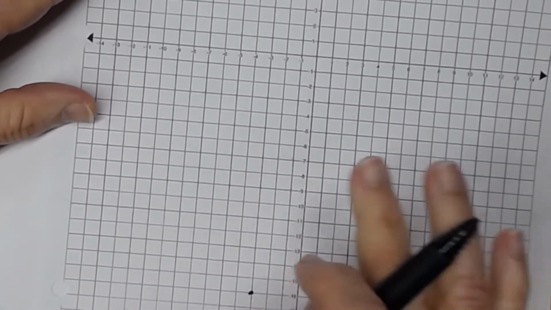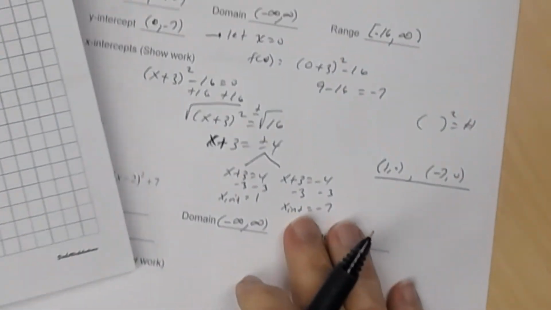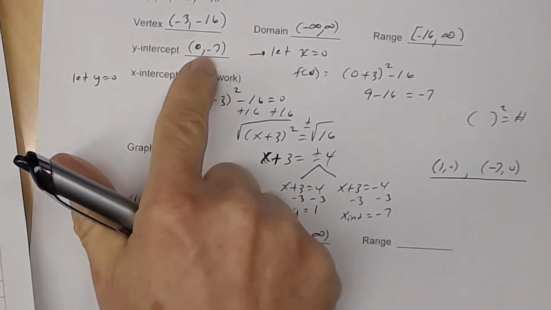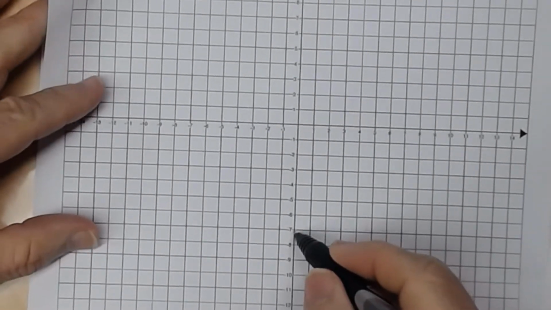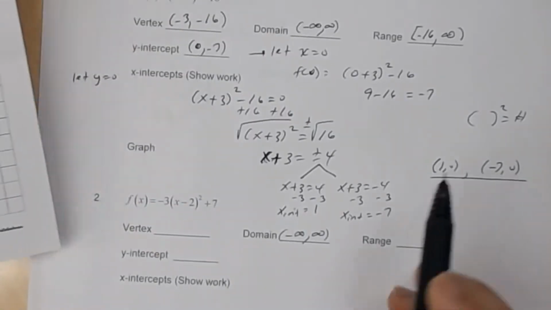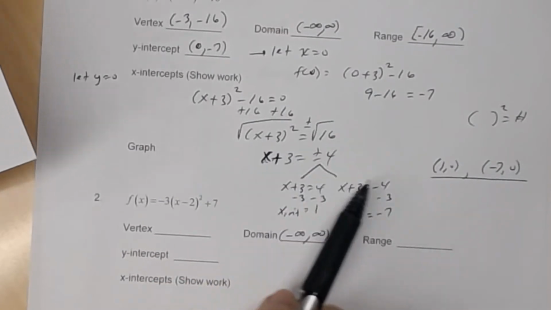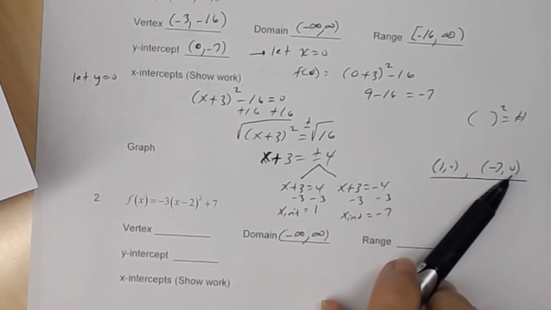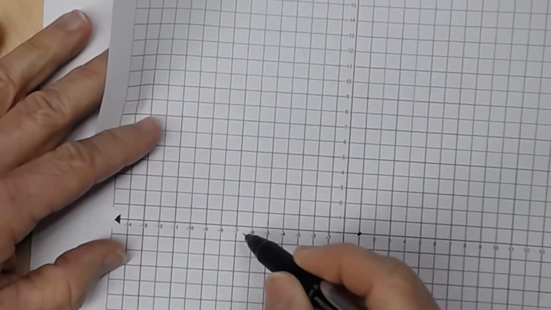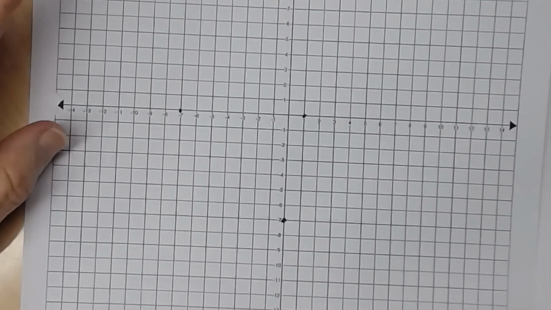Now, don't draw the parabola just yet, because you want it to look as nice as possible. So we're going to use all this information now. You need to put the y-intercept on there. The y-intercept is (0, -7), so the parabola is going to cross the y-axis here. You also know that there are x-intercepts at 1 and -7. So that's what we have. Now listen carefully.